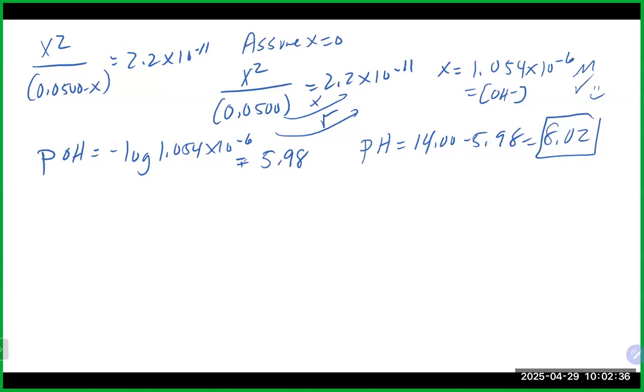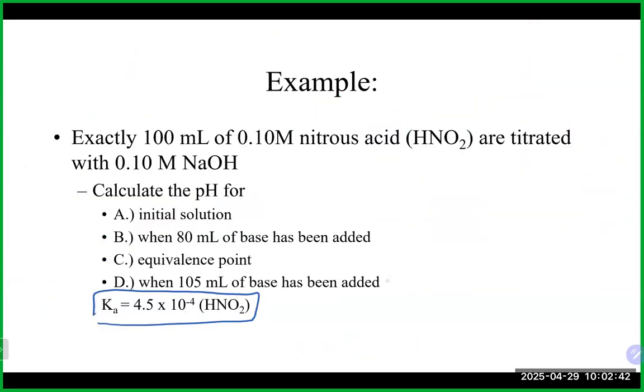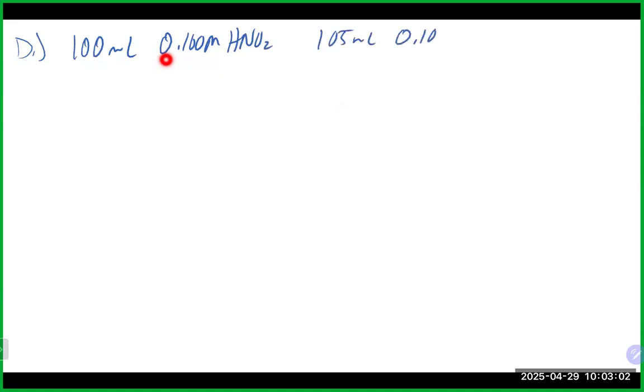All right, so we got to the equivalence point in this titration. It's basic like we expect. Now we're going to do the last part here, which is what is the pH after we add 105 milliliters of the base. So we have 100 milliliters of our 0.1 molar nitrous acid, 105 milliliters of our 0.1 molar sodium hydroxide. And we're looking for the pH. So once again, obviously we've done the titration because we just did the equivalence point. So we should be past the equivalence point would be my guess.